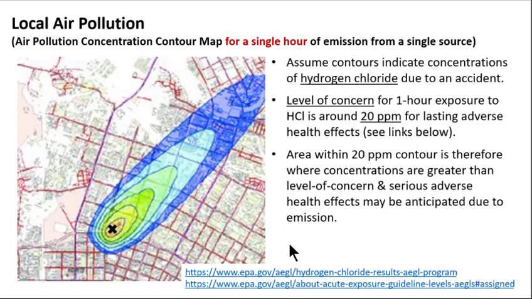The industrial facility is shown by the X. Perhaps the accident resulted from a rupture of a liquid chlorine tank or pipeline, spilling the chlorine, which in turn rapidly volatilizes into a toxic gas cloud of hydrogen chloride that blows downwind, affecting the neighboring community. From previous health studies, it is determined that the concentration level for a 1-hour inhalation exposure to hydrogen chloride, at which serious, lasting health problems can result, is around 20 parts per million.